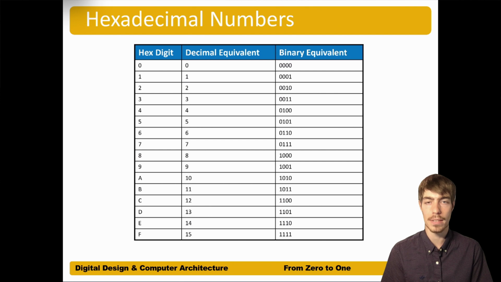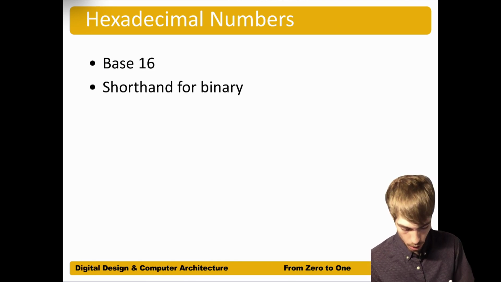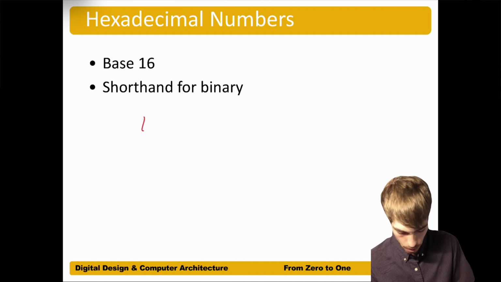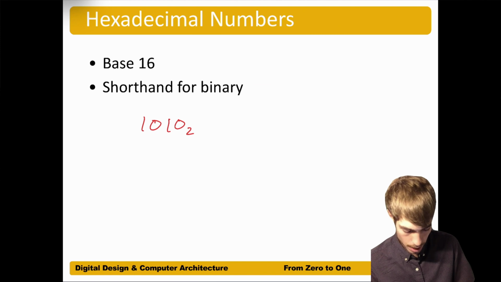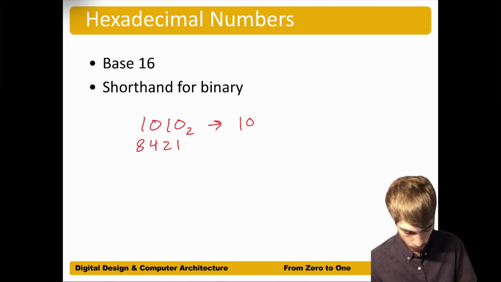equivalents 10 through 15. And you can see on the right-hand column, we have the binary equivalents for each of the decimal equivalent and hexadecimal digits. And the nice thing about hexadecimal numbers is they're going to act as a convenient way to represent 4 binary digits. So for example, if we have the binary number 1010, base 2, this is going to be equivalent to 10 in decimal, because if we assign the places here, we have the 8's place, the 4's place, the 2's place, and the 1's place. And so this is going to be 10, base 10. And in hexadecimal, this is going to be represented by A.